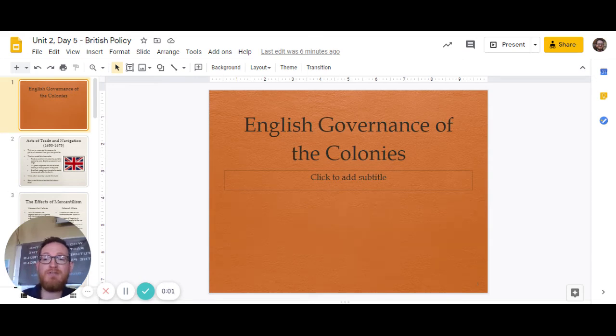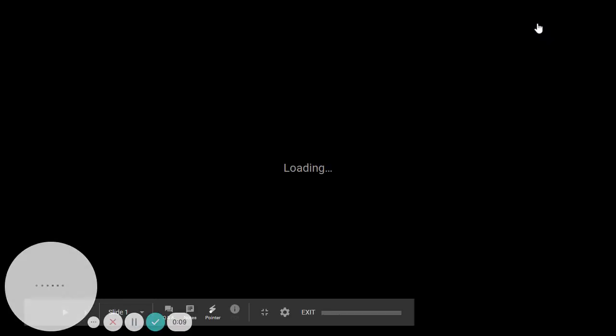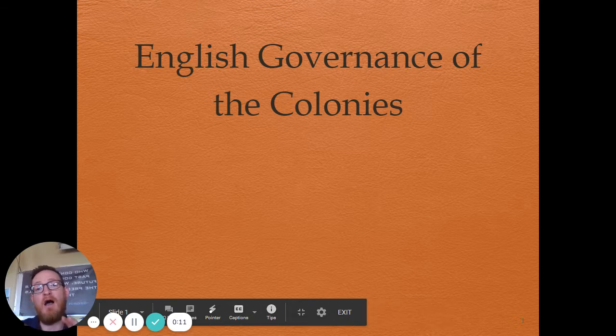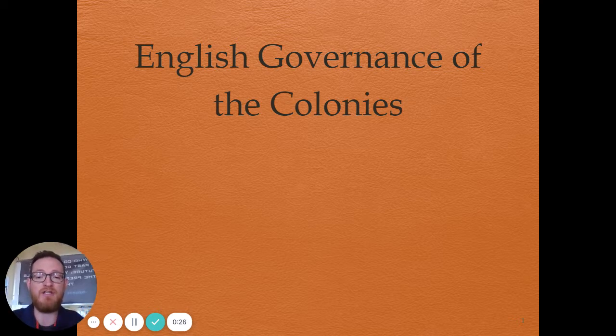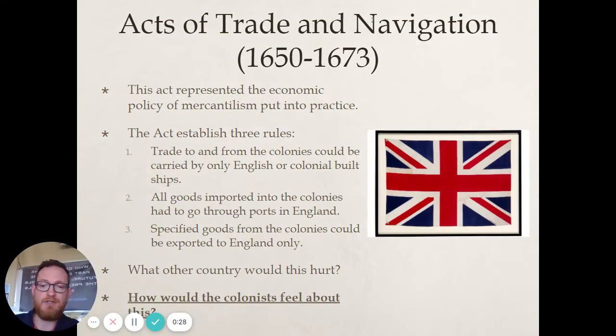We have now reached Unit 2, Day 5, which is going to be the last day of Unit 2. And today we're going to be talking a little bit about how the English governed the colonies and what exactly that would look like. If you remember, in the next unit, we're going to be jumping into the French and Indian / the 7 Years' War, which is going to mark a turning point in how the English governed the colonies. So let's talk today about what it looked like, how the English governed the colonies prior to that.